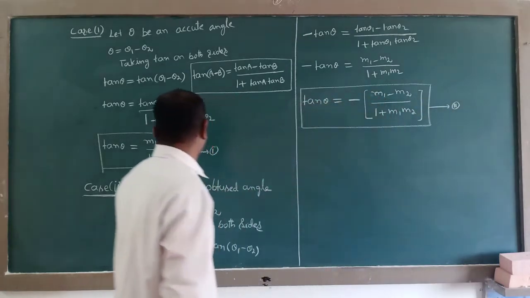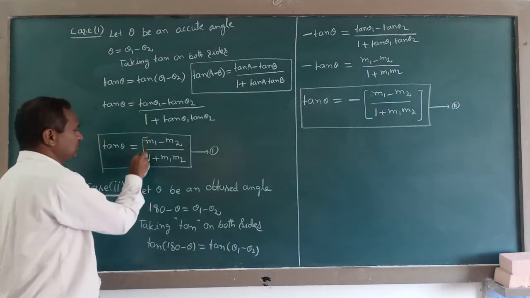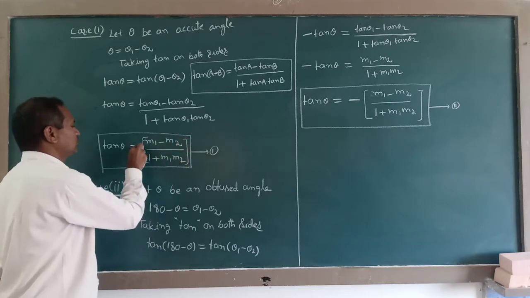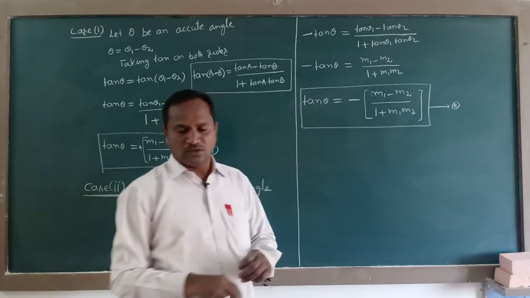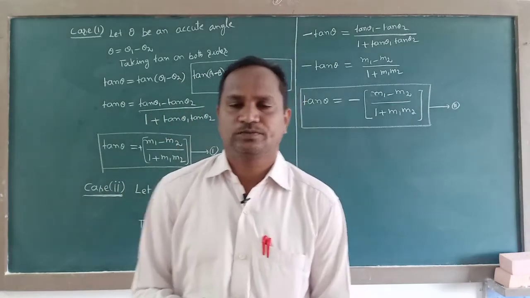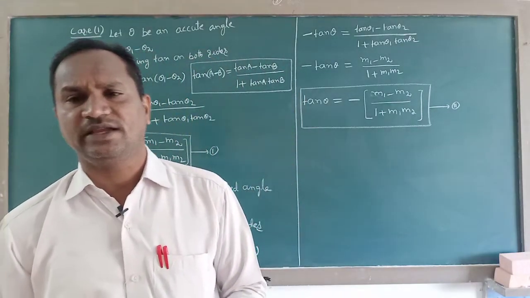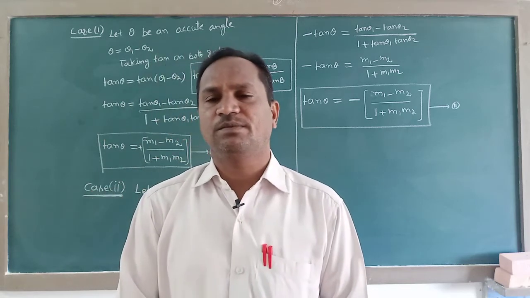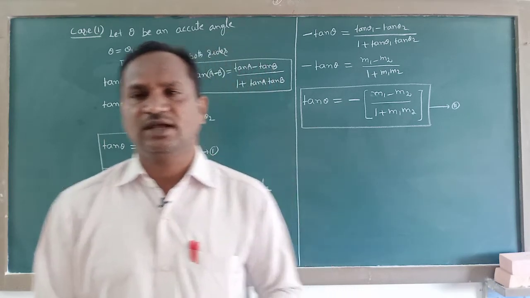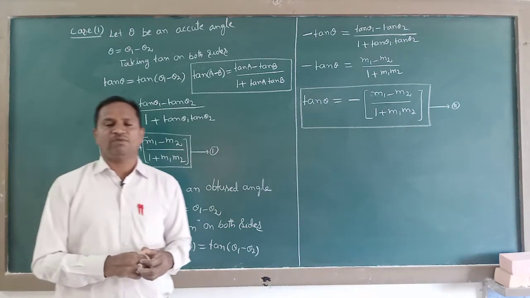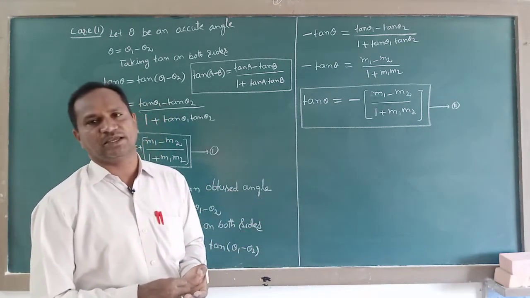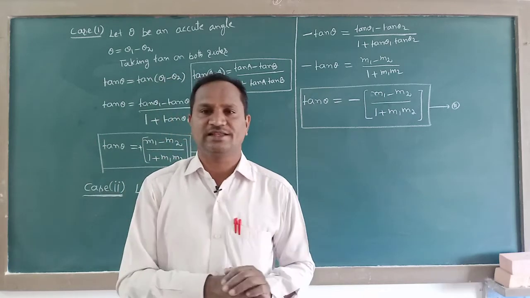From equation 1, we have plus. It is a plus, no? From equation 2, we have minus. We have to make those two positive, because an acute angle means we must take a positive value only. That's why from equation 1 we have plus and from equation 2 we have minus. To make them positive means we are keeping them under modulus.